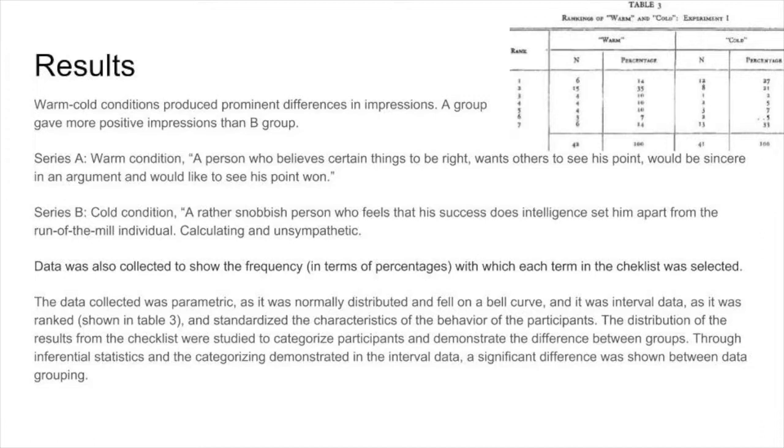So in Series A, which was the warm condition, an example of a sketch given by a participant was of a person who believes certain things to be right, wants others to see his point, would be sincere in an argument, and would like to see his point won. Compare that to an example of a sketch from Series B, the cold condition, which described a rather snobbish person who feels that his success and intelligence set him apart from a run-of-the-mill individual, calculating and unsympathetic.